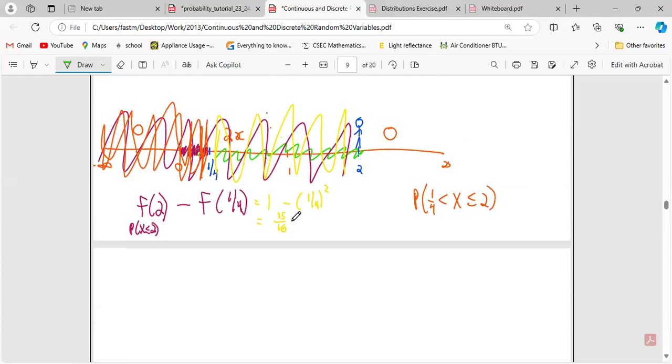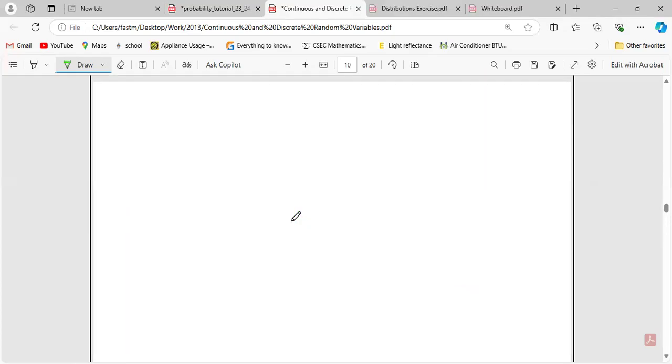Alright, I think I forgot one thing to show you. Oh, let me just show you it now. The area again, expectation.